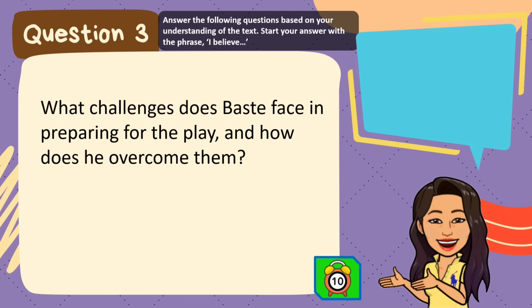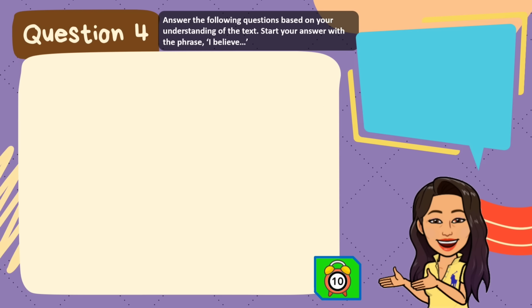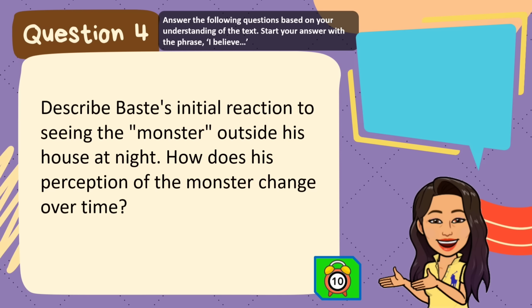Question number 3. What challenges does Bastet face in preparing for the play, and how does he overcome them? Question number 4. Describe Bastet's initial reaction to seeing the monster outside his house at night. How does his perception of the monster change over time?